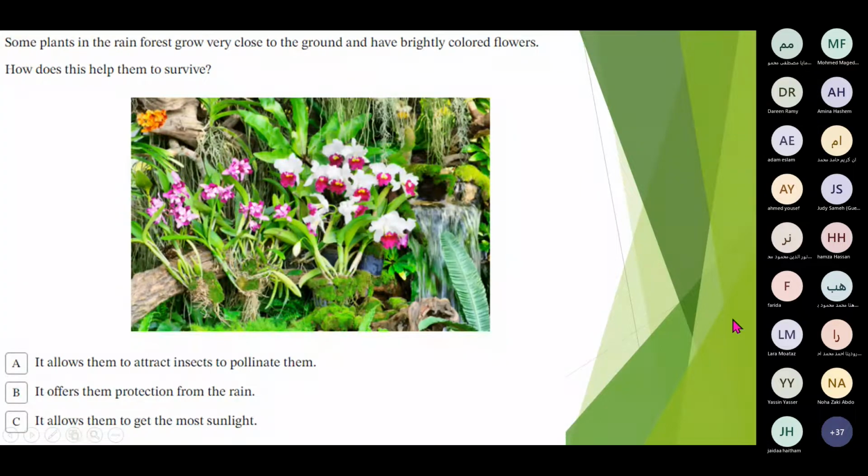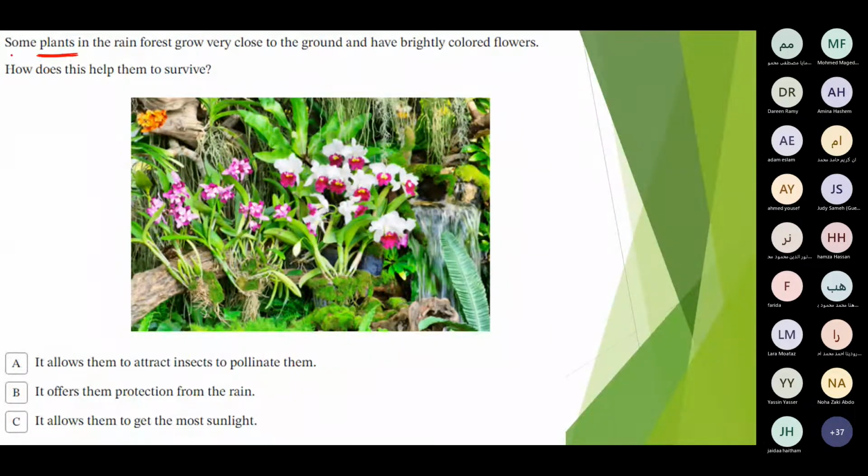Okay. Some plants in the rainforest grow very close to the ground. What is this word? Plants. Yes, plants in the picture. Okay, these are some plants in the picture. Read it again.